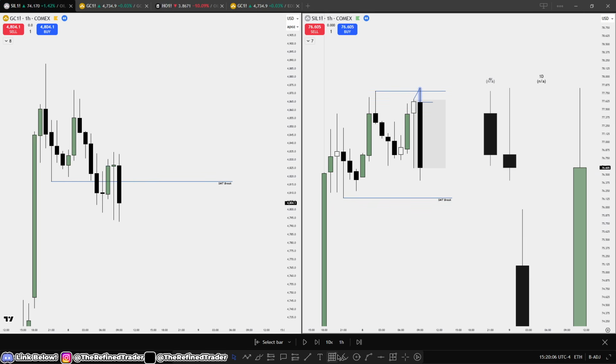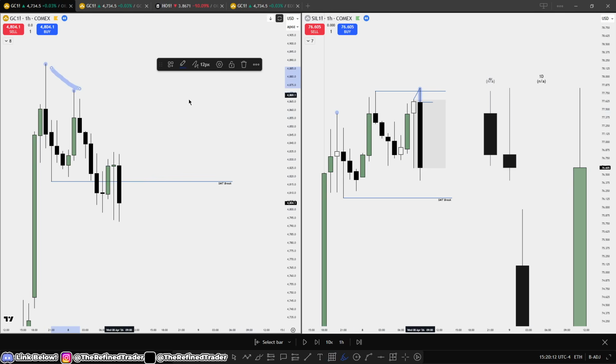Now, knowing that silver is a stronger asset. Why? Look at this high. It's here, right? We have a lower low. We have a higher, we have a lower high. We have a higher high. What do we have again? A lower high, a higher high.